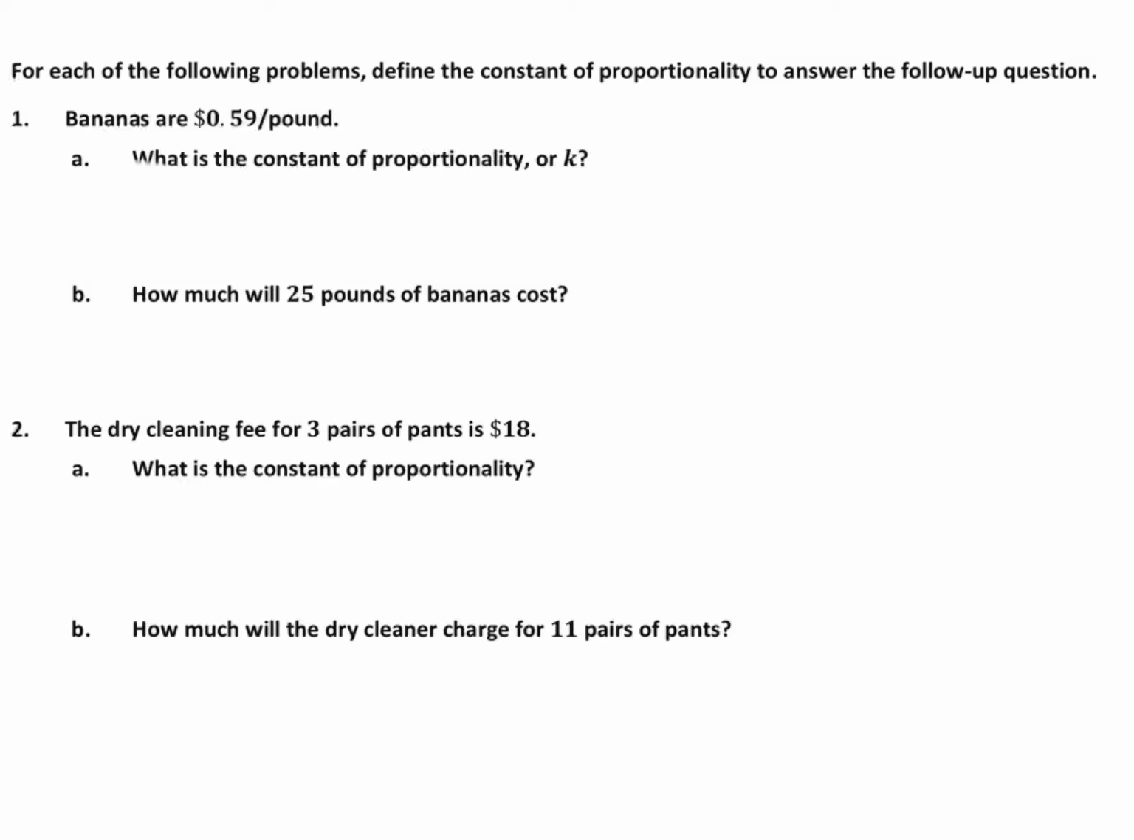For each of the following problems, define the constant of proportionality to answer the follow-up question. Number 1, it says bananas are 59 cents per pound. What is the constant of proportionality, K? K is equal to 0.59. So if each pound costs 59 cents and we want 25 pounds, we need to multiply those together.